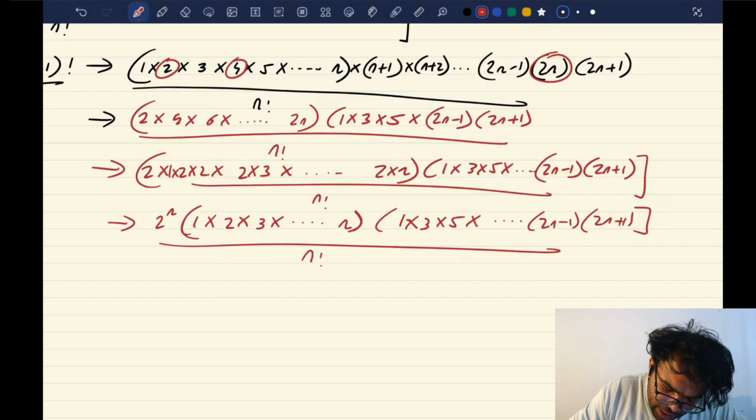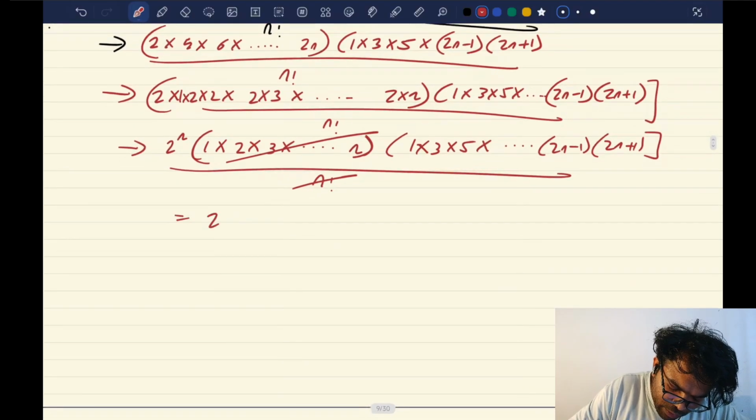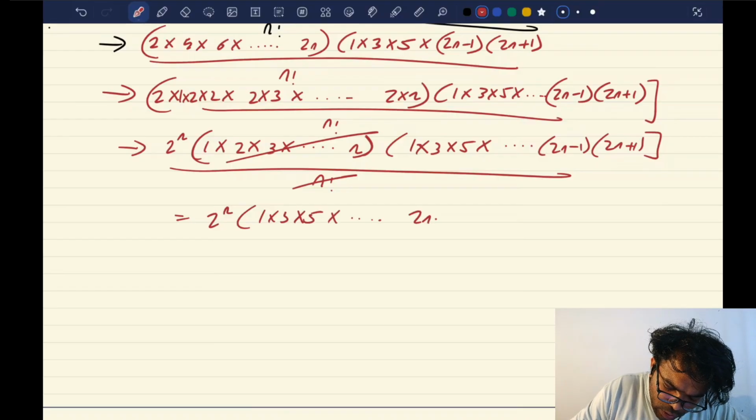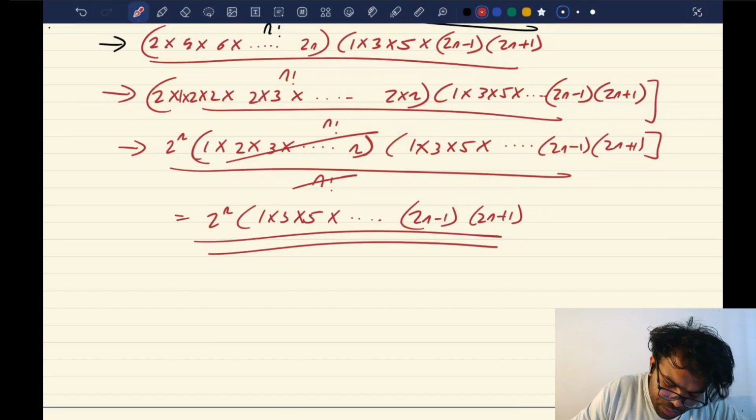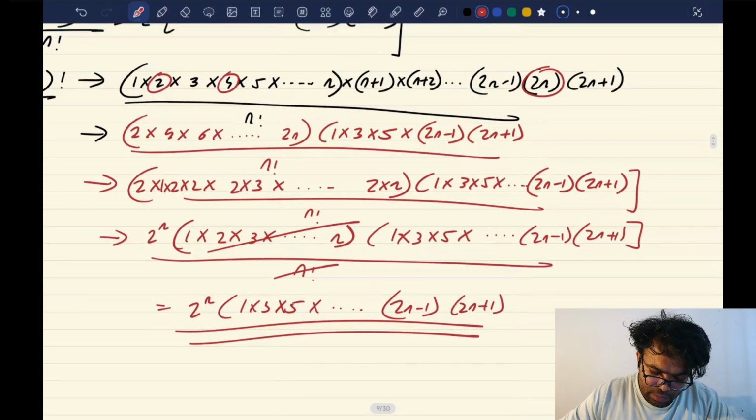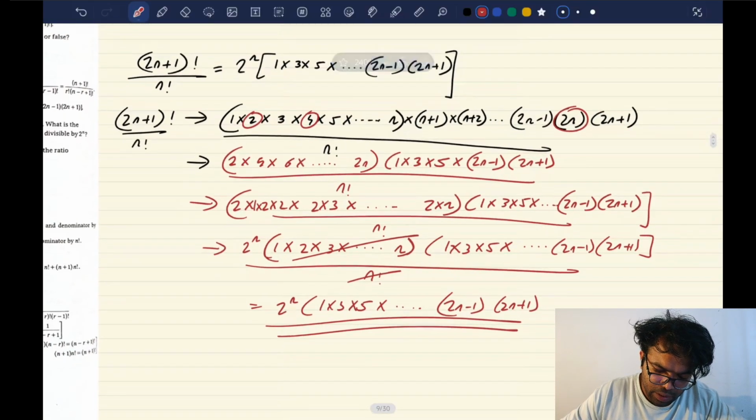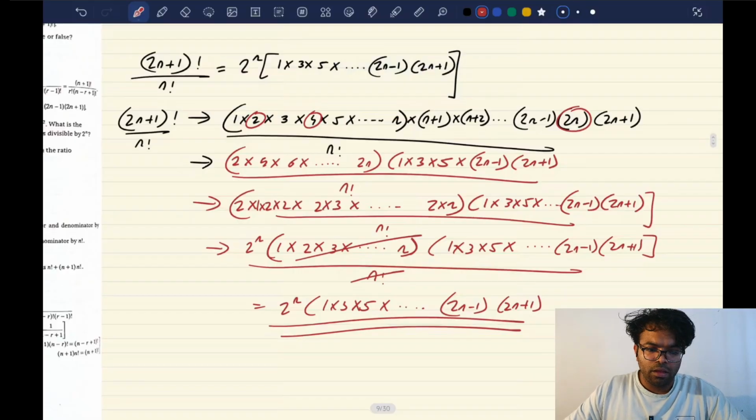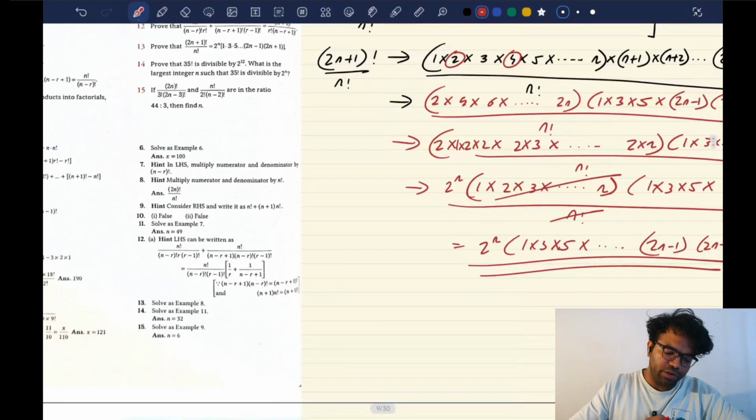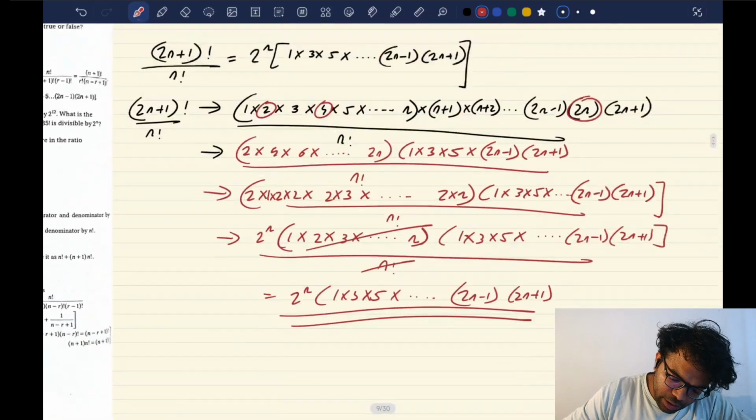This whole thing can be written as n factorial. This and this will get cut off. So we'll be left with 2 to the power of n into 1 into 3 into 5 into 2n minus 1 into 2n plus 1. That's it. Finished. Clear? Yeah. Write it down. The next question is going to be a very lengthy question, but we have to solve these type of questions to make ourselves better. Okay.